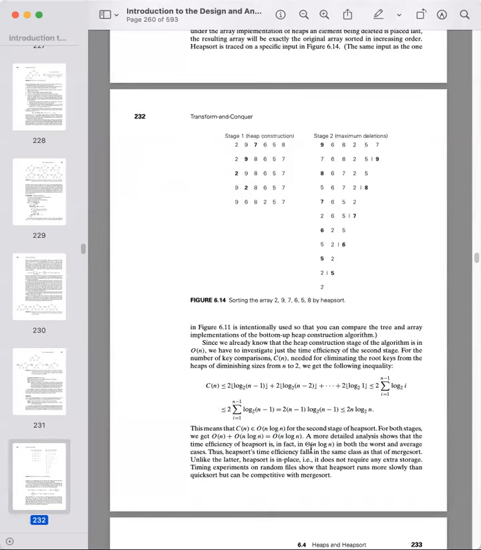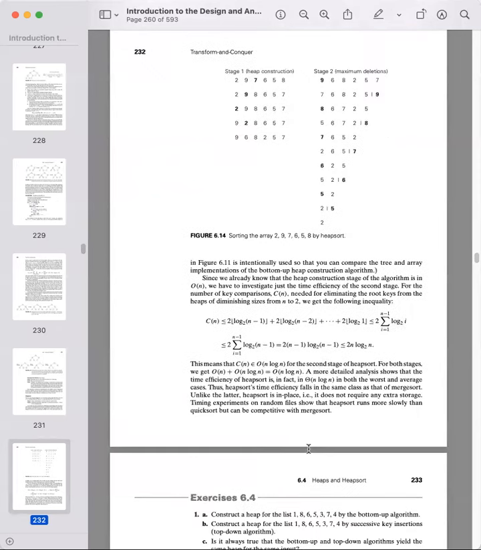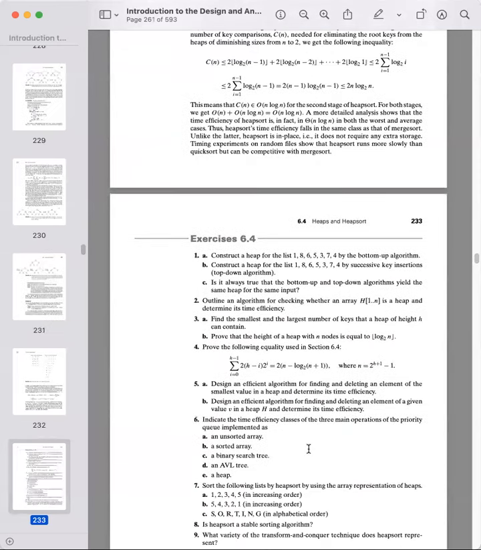It's a fine sort, nothing wrong with it. We tend not to use it, because for one thing, I think it's harder to get your head around than the merge sort. Also, the timing experiments show that it runs more slowly typically than quicksort, but it can be competitive with merge sort. So it's not a bad algorithm, but we tend not to use it because merge sort just seems to make more sense to folks. But this is another sort you should understand. And there'll be some homework from that.